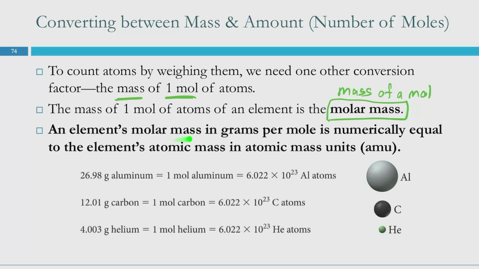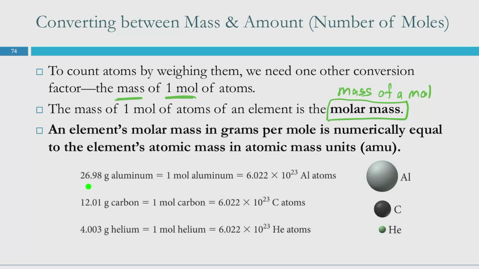So an element's molar mass in grams per mole is very conveniently numerically equal to the element's atomic mass in AMU. So all the numbers on the periodic table, not the top right ones, that's our atomic number. Our atomic mass numbers, like for helium 4.00, that's its AMU value. It's also its grams per mole value. They're interchangeable units.